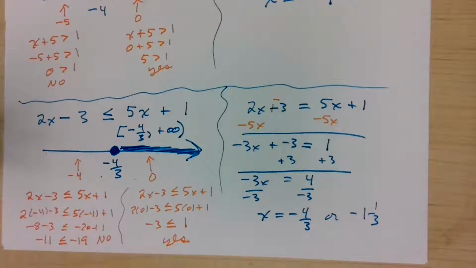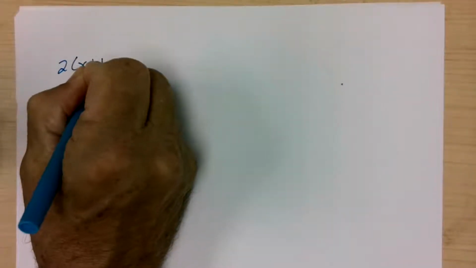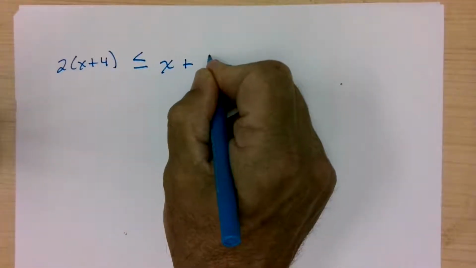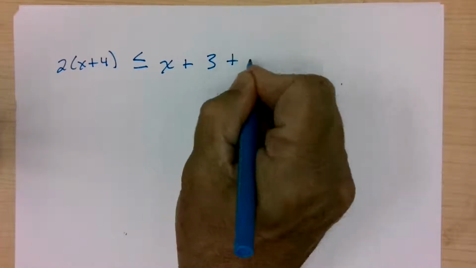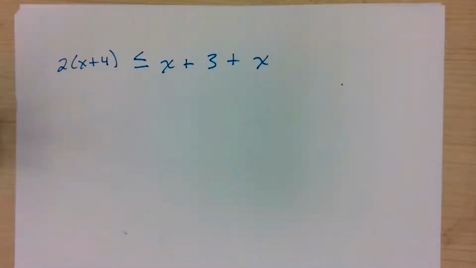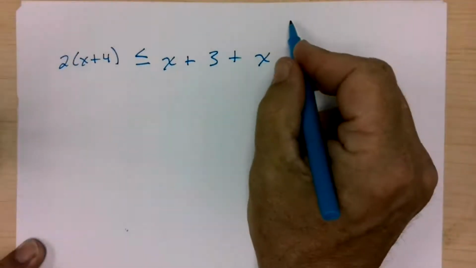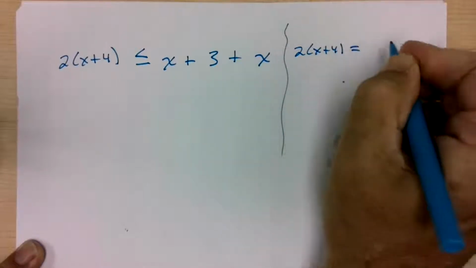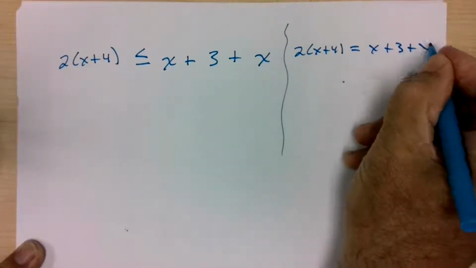Okay, let's do another one if we can. How about 2 times x plus 4 is less than or equal to x plus 3 plus x. So my strategy is going to be the same. I'm going to solve it as an equal first and see what happens. So if I solve this as an equal, 2 times x plus 4 equals x plus 3 plus x.